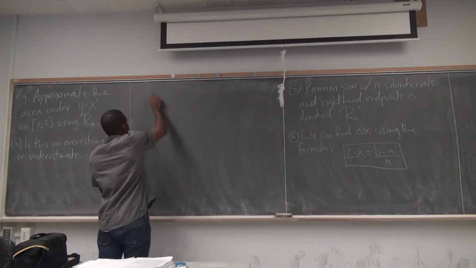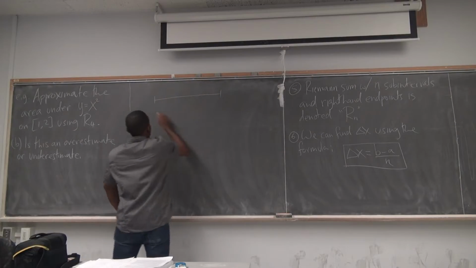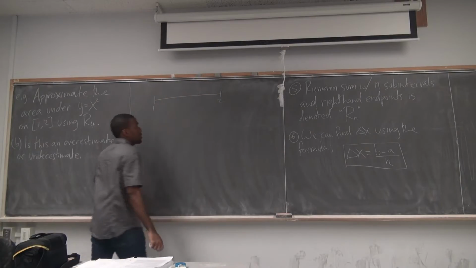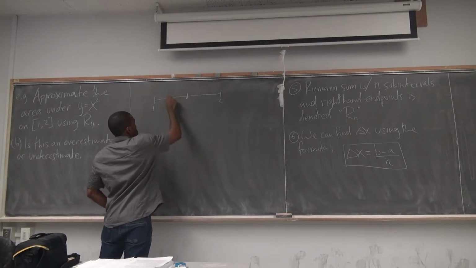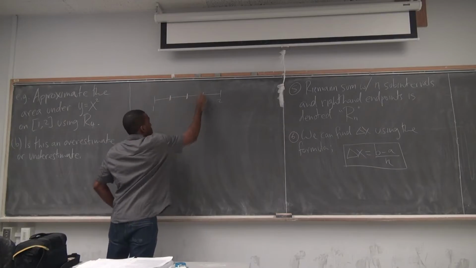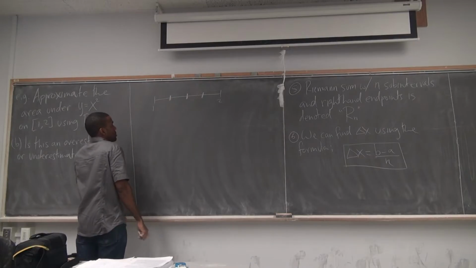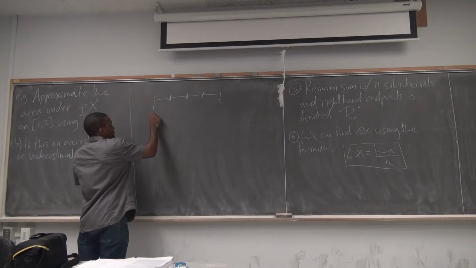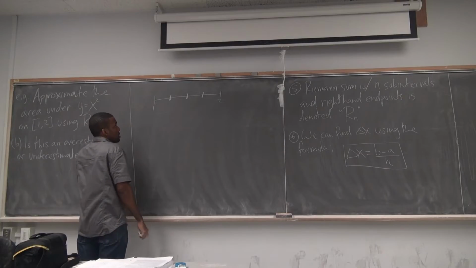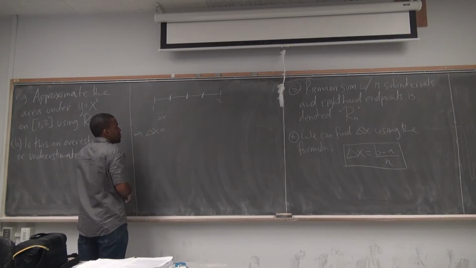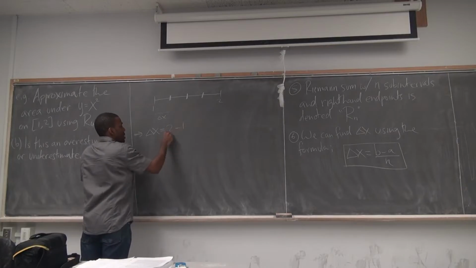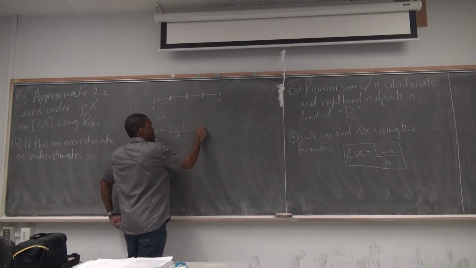So we know that we have the interval 1 to 2, right? The first thing I'm going to need to do is dissect that into 4 equal parts. Now, that's going to be my delta x. I'm going to want to find what my delta x is. My delta x would be what? B minus A over n, which is 4. In other words, that's going to be a quarter.